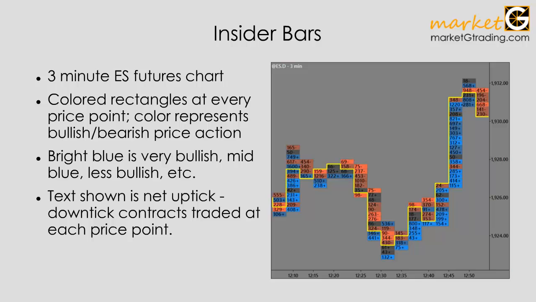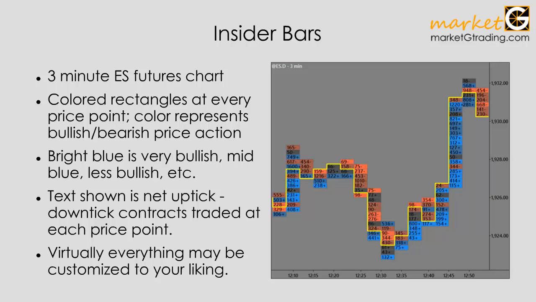The text shown here is net upticks minus downticks, contracts traded at each price point. So for example, this point right here, plus 154: the upticks contracts minus the downticks contracts are 154. Virtually everything you see here can be customized: the colors, the text, the methodology for calculating the colors. You can set it however you like.